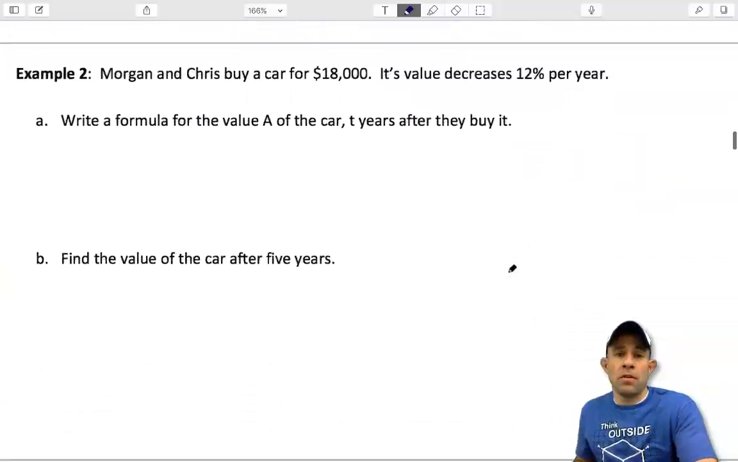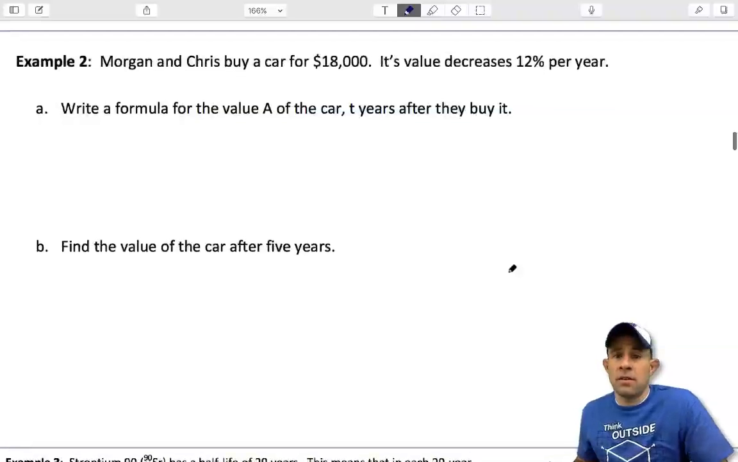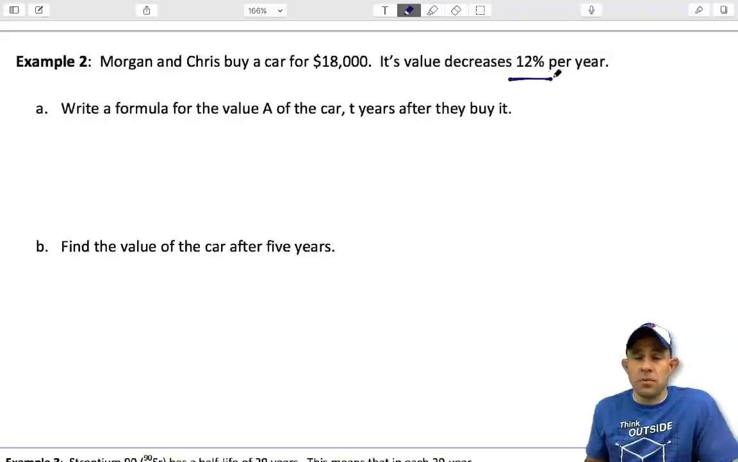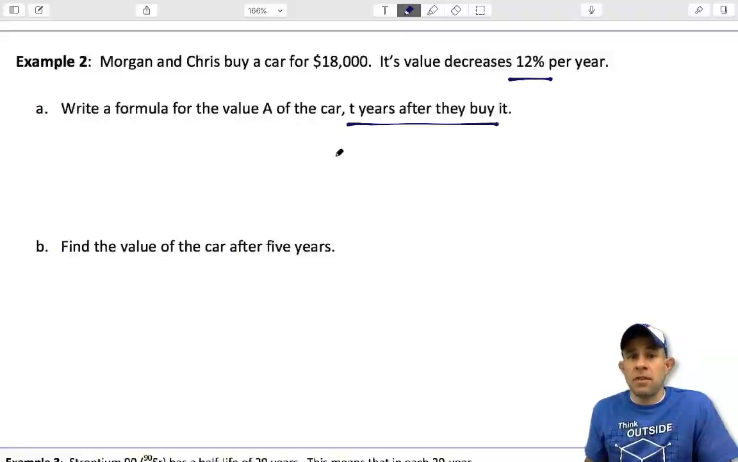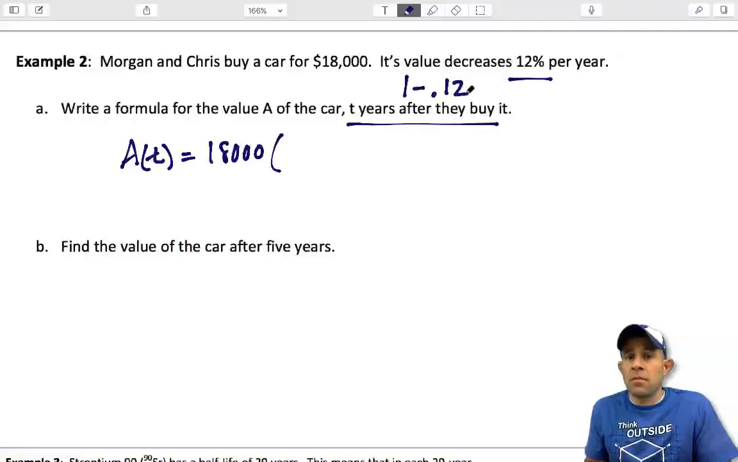All right, Morgan and Chris buy a car for $1,800. Its value decreases by 12% a year, so again, it's depreciating. Write a formula for the value of the car t years after they buy it. So same thing here. After t years, it's going to be the original amount. Now it's going to be 1 minus their 12% here, so I'm going to write that out up here. 1 minus 0.12 is going to give me 0.88. So if it's losing 12% of its value, then it's retaining 88% of its value. And then our exponent here is our variable t.